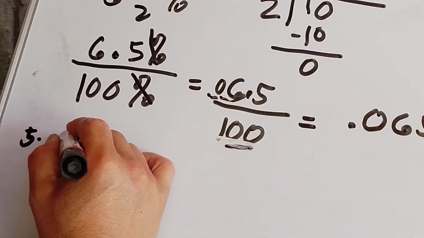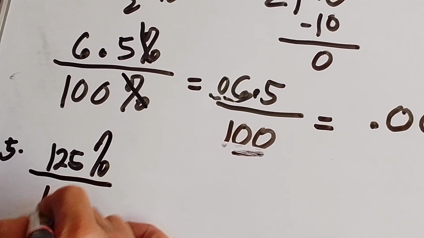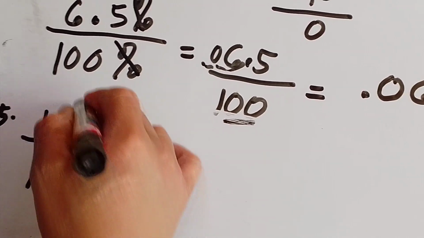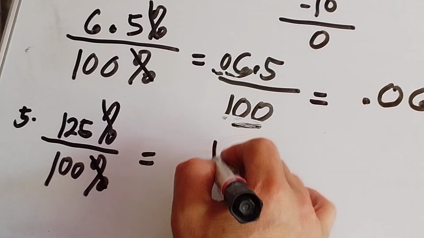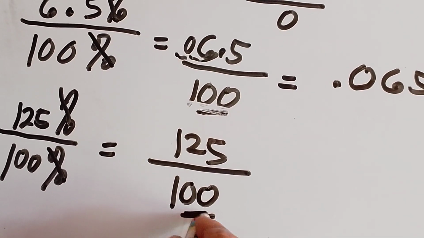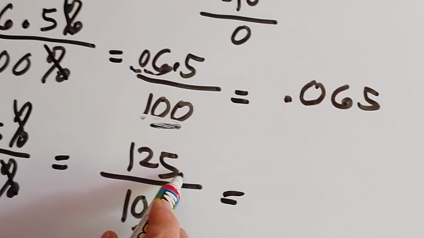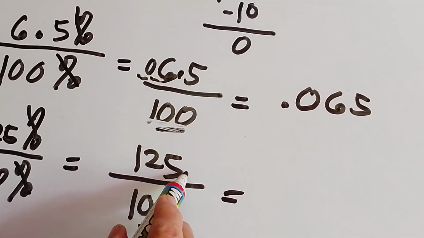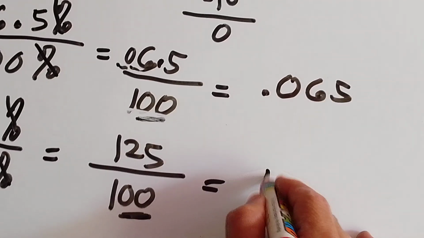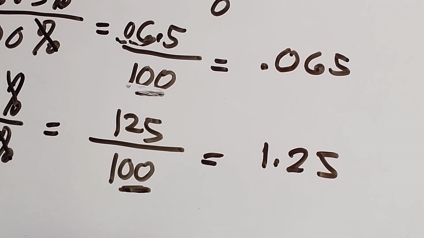Now number 5. What if I have 125%? Again, divide this by 100% also. Cross out the symbol. So 125 over 100. Since I have two zeros, I need to move two decimal places from the right. 1, 2. So I have 1.25. That's my answer for number 5. That's all.